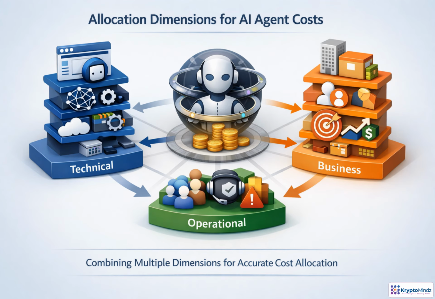Cost allocation works best when every agent cost can be viewed through several lenses. Technical dimensions explain what generated the spend, such as the application, agent, workflow, model, tool, region, or environment. Business dimensions explain why the spend matters: which product, customer tenant, feature, cost center, or revenue stream benefited. Operational dimensions explain who is accountable and how the workload should be governed, including owner team, SLA, risk level, data sensitivity, and production status. The principle is simple. One tag is rarely enough. Accurate chargeback comes from combining dimensions.